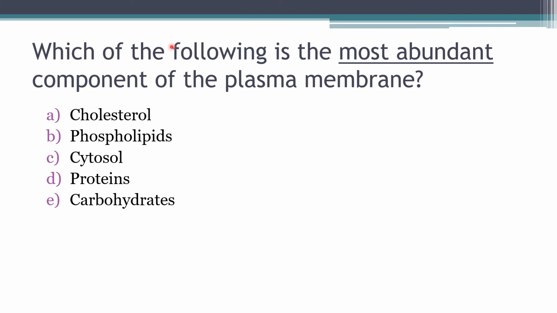All right, so let's answer a couple questions here. Which of the following is the most abundant component of the plasma membrane? Now, pay attention to this. Most abundant, okay? Because all of these, or almost all of these, are components of the plasma membrane, right? Cytosol is not. You can eliminate that one. So of the ones you see here, which one is the most abundant? Right, so the correct answer here is B, phospholipid. Phospholipids are the most abundant. If you go back to your notes, remember I listed them in order of abundance, from most abundant to least abundant. So it's phospholipids, proteins, carbohydrates, and then cholesterol.